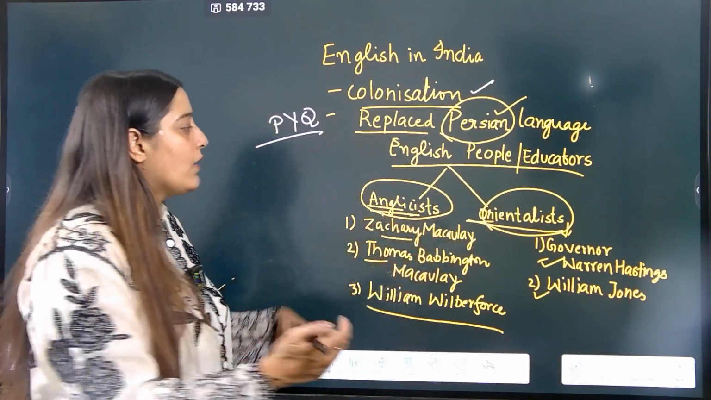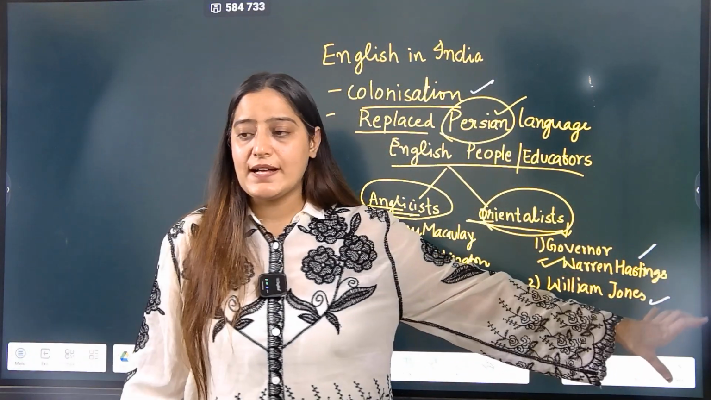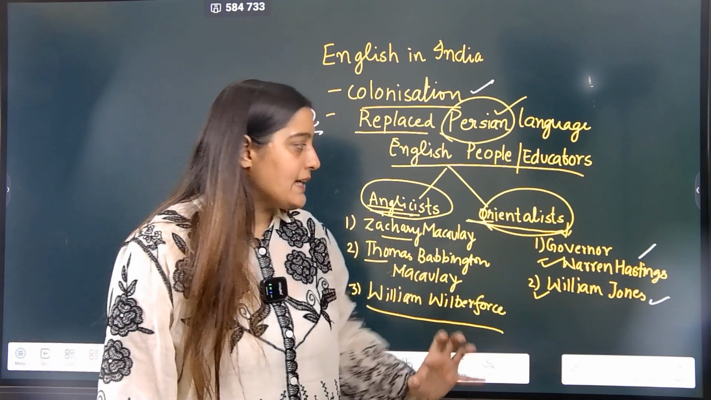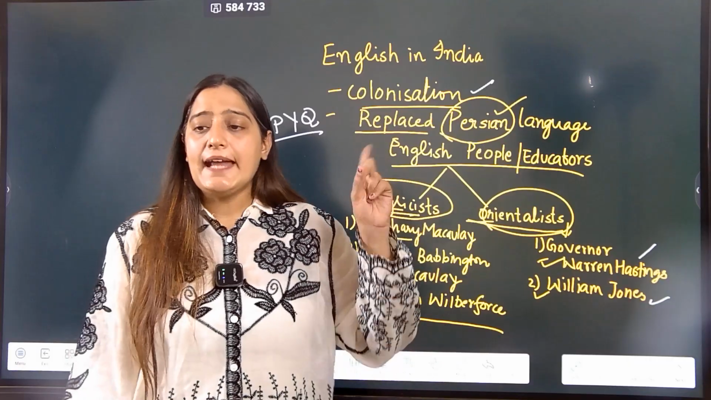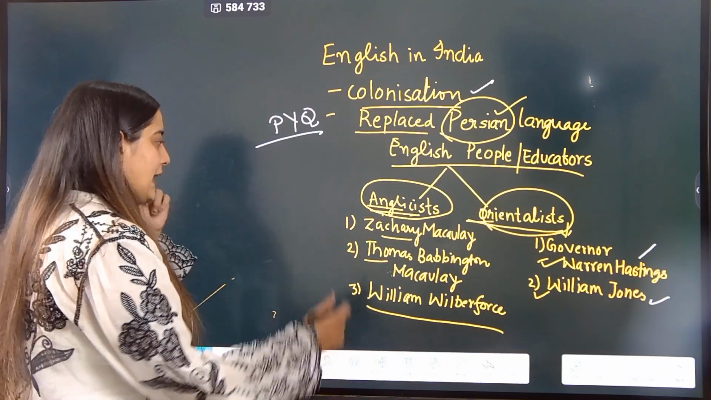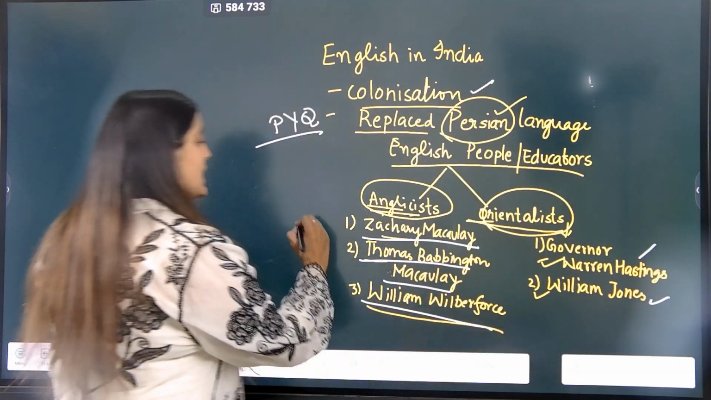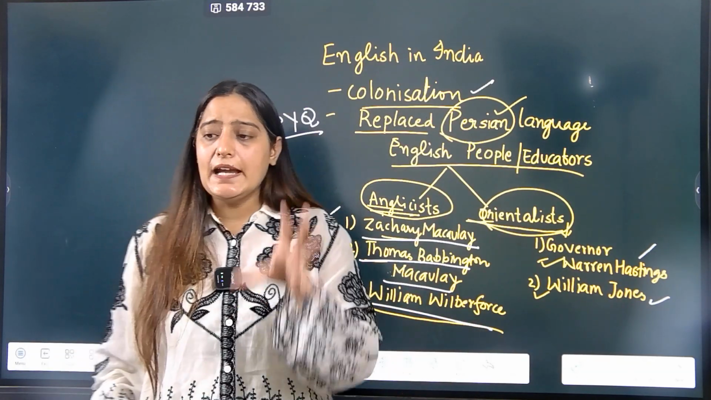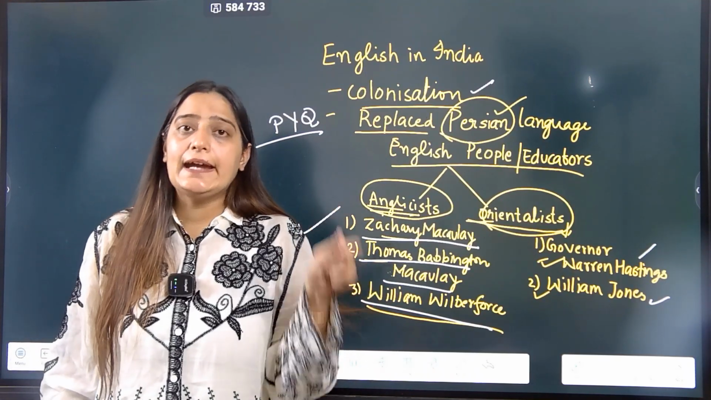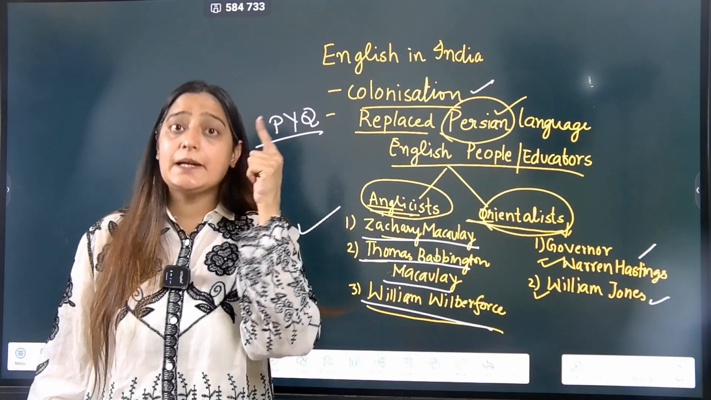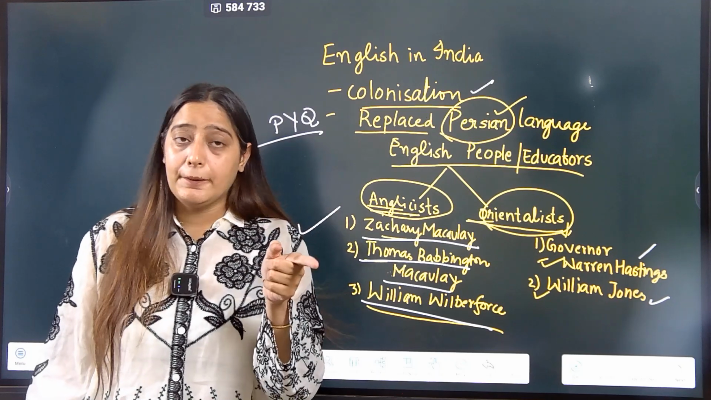Among the Orientalists, Governor Warren Hastings and William Jones favored that. William Jones is a translator. He favored the view that Indian people should be educated in Indian languages only. But Anglicists like Zachary Macaulay, Thomas Babington Macaulay, and William Wilberforce favored the view that Indian people should be taught in the English language. We should create a class that is English in intellect but Indian in blood. They should walk, talk and think like English people.